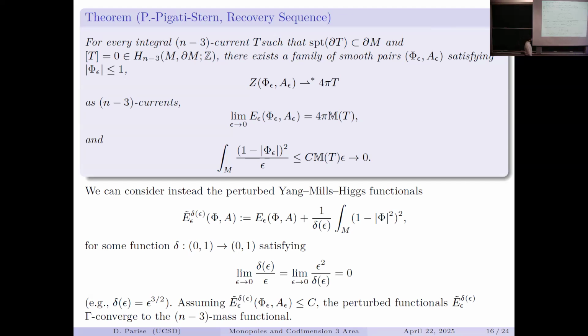In particular, the following two statements say that the monopole functional gamma converges to the mass functional. But if you instead prefer to work with a double well potential, if you assume that these are just sections and connections with this new perturbed functional bounded, then this perturbed functional will gamma converge to the n-3 functional. And this is with the purpose that we have in mind to actually construct stationary n-3 integral varifolds, so this is the functional you would want to consider.